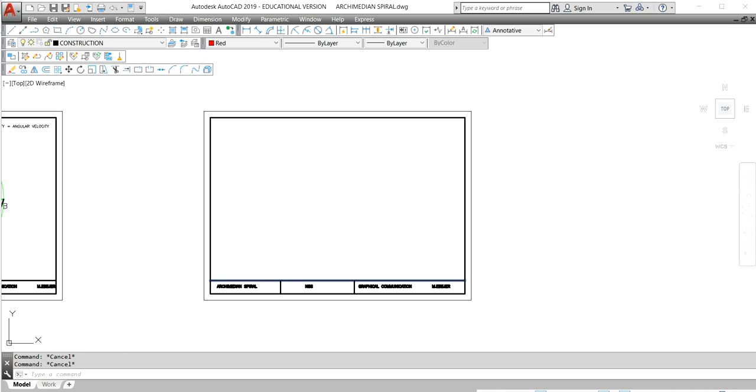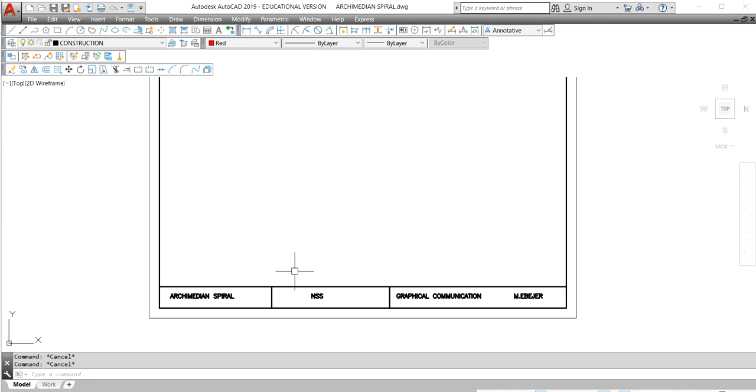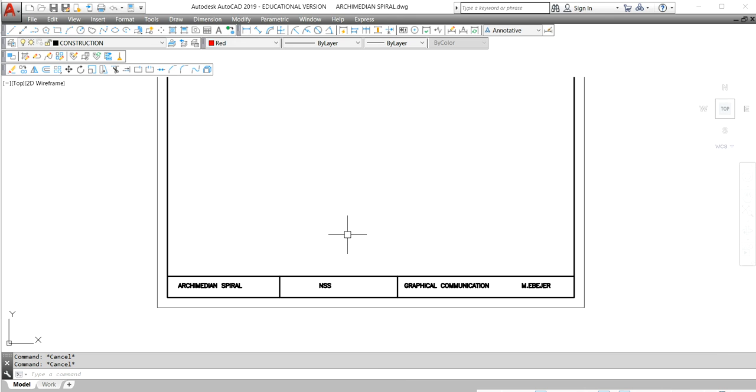Hello, welcome back. A new topic we're going to do is regarding loci. We did something way back at the beginning of the scholastic year. Loci is when we have one or more points that we trace their movement. For this topic, we're going to design what we call the Archimedean spiral.